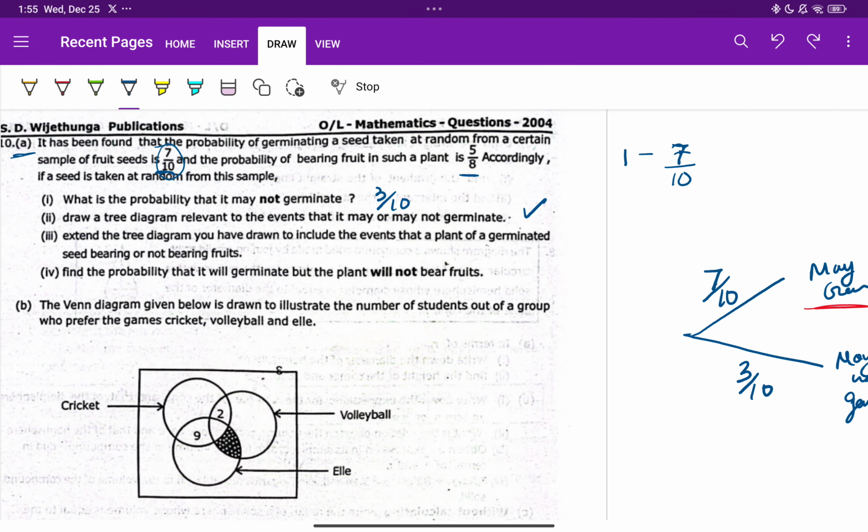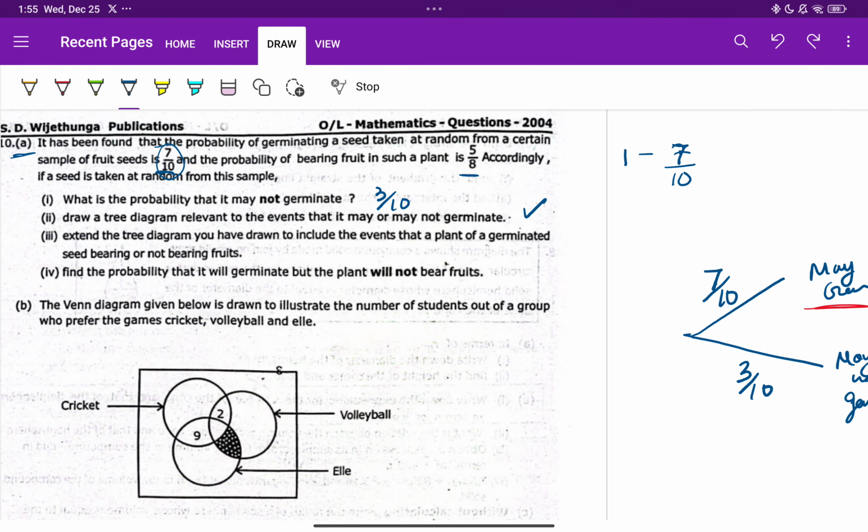The probability is 5 out of 8 for bearing fruit. So the probability for not bearing should be 3 out of 8. Alright, that's also done. Find the probability that it will germinate but the plants will not bear fruits. So we have to go through this path. It will germinate but it will not bear fruits.